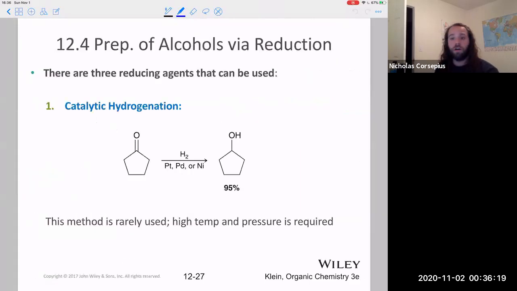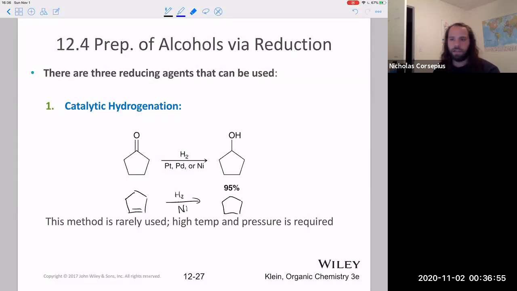One of these is actually already fairly familiar to us, and that is catalytic hydrogenation. So that's using hydrogen gas in the presence of either platinum, palladium, or nickel. So just like we use this technique to reduce a double bond, we can also use it to reduce a carbonyl group to an alcohol group. All right, and although this is possible, it turns out to be a fairly unpopular method of doing so.